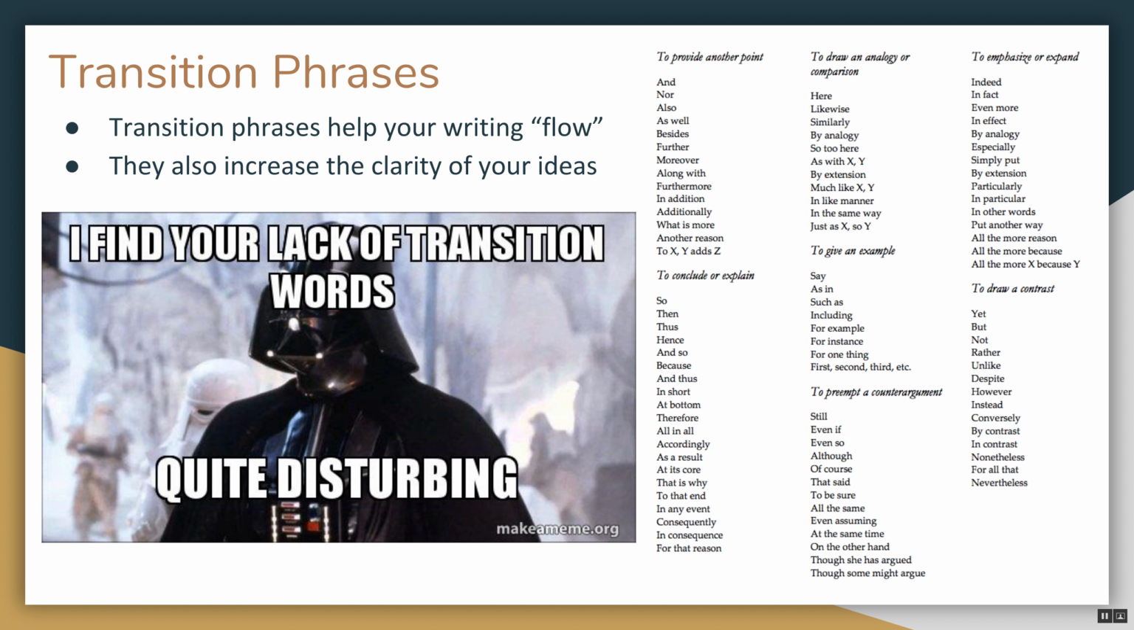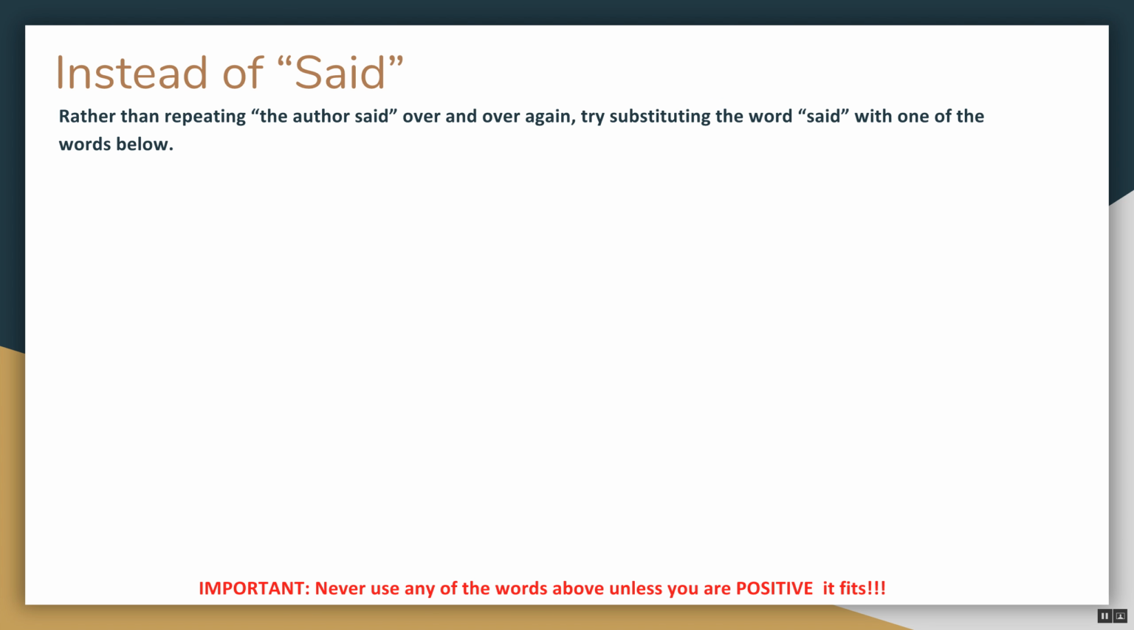For example, if you're doing a contrast, you might use words like however, conversely, in contrast. If you're adding information to your evidence, you might use furthermore, in addition, moreover. These transition phrases act as transitions between ideas in your essay. Okay, so make sure you're using these. Okay, next, because of some repetitiveness, I think it's better, instead of saying said, there's nothing wrong with saying the author said, but if you do it over and over again, it becomes very redundant.